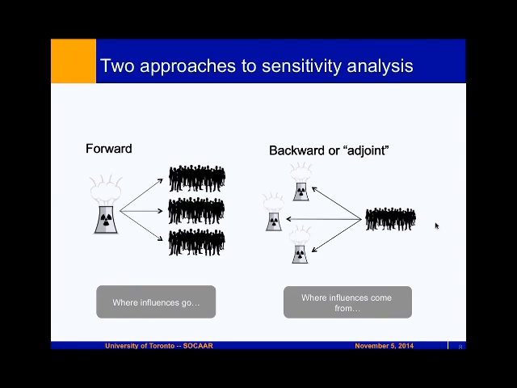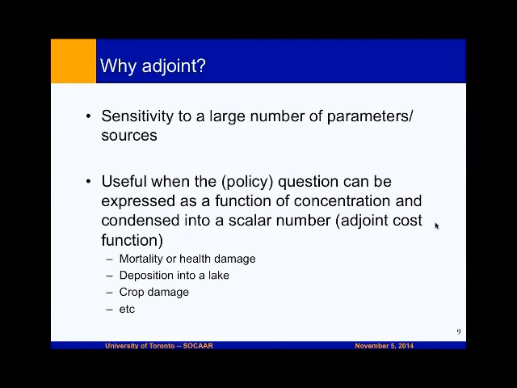This is interesting if you want to know, for example, the PM that we see on College Street, coming from what sources? What is the contribution from each source anywhere in Toronto, in Ontario, or in Canada to the concentration of PM 2.5 that we see here? More specifically, the adjoint approach is useful when you are interested in sensitivity to a large number of parameters. But you can use that effectively so long as you can express your policy question as a function of concentration, and you can express that as a single number. As long as you can condense your policy question into a single number, then adjoint is a very efficient way to look at contributions from different sources.